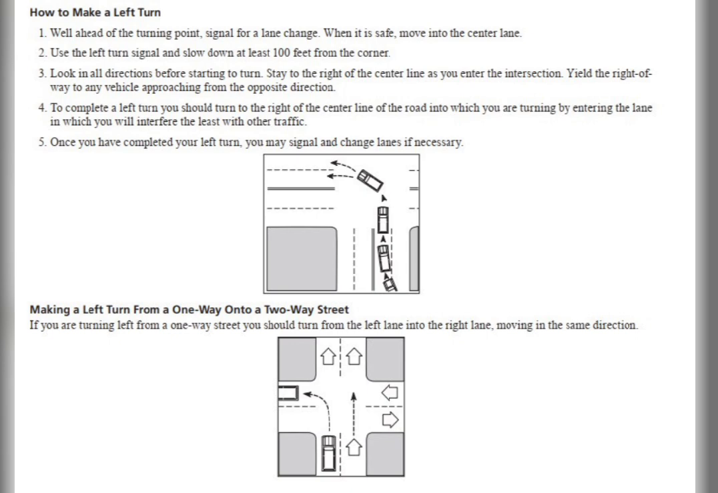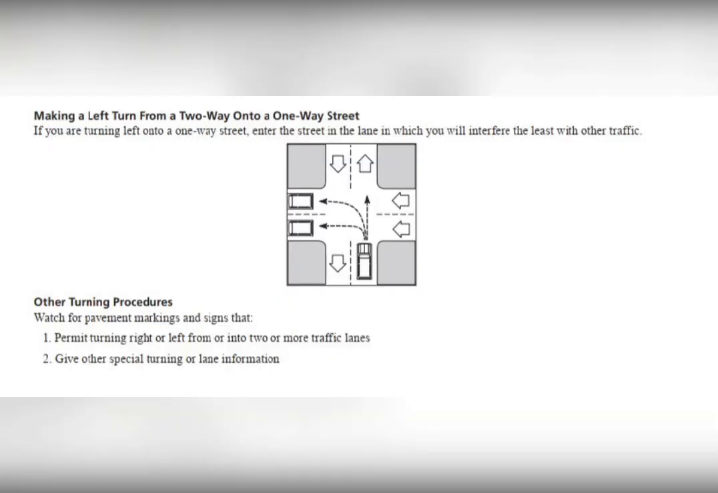Making a left turn from a one-way onto a two-way street. If you are turning left from a one-way street, you should turn from the left lane into the right lane, moving in the same direction. Making a left turn from a two-way onto a one-way street. If you are turning left onto a one-way street, enter the street in the lane in which you will interfere the least with other traffic.